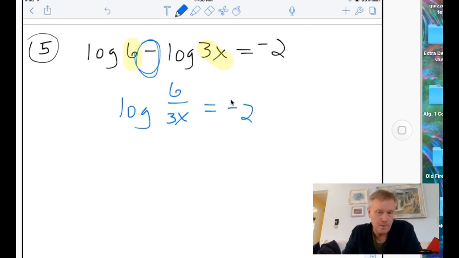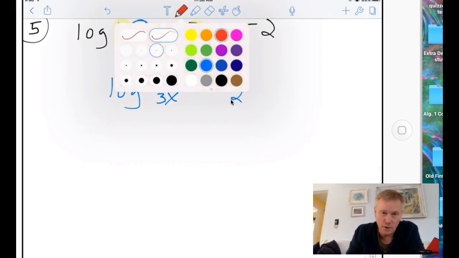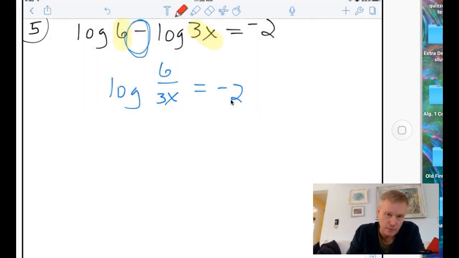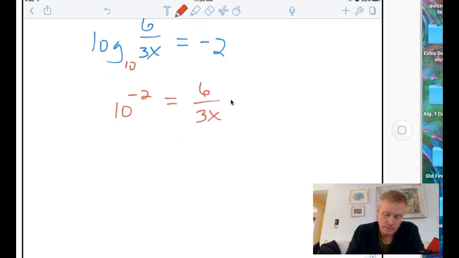All right, now I'm in pretty good shape because now I can take it and switch it over to exponent form and solve it. Remembering that, this has a base, there's none written there. So there's an implied 10. So this is 10 to the negative 2 power equals 6 over 3x. And now I can solve that. It's not pretty, but it's a very solvable equation. So this is 6 divided by 3x. The opposite of dividing by 3x is multiplying by 3x.